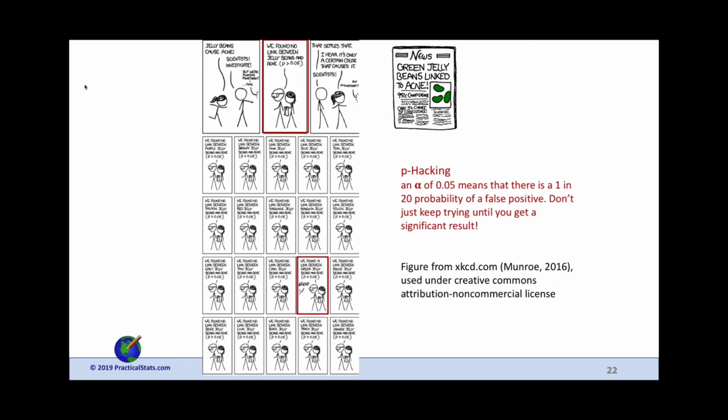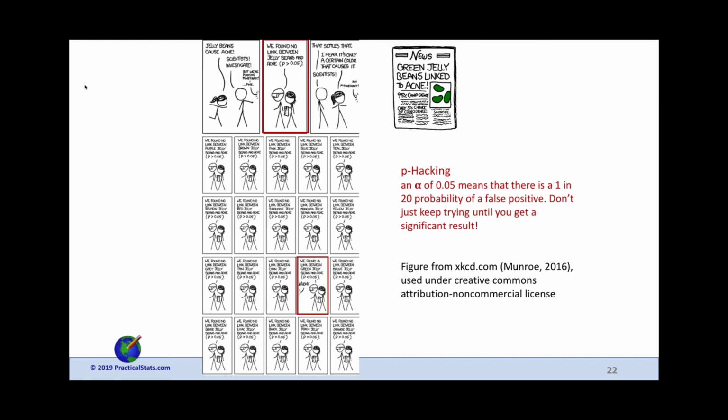So there's 20 different tests that are run, apparently. Well, actually, initially, they just do a test of, do jelly beans cause acne? And the result is that the p is greater than 0.05, so it's not significant. So no, they don't. And you can see the stick figure looks like they have goggles on. I guess that's supposed to indicate being a scientist at that point. And so he says that settles that.